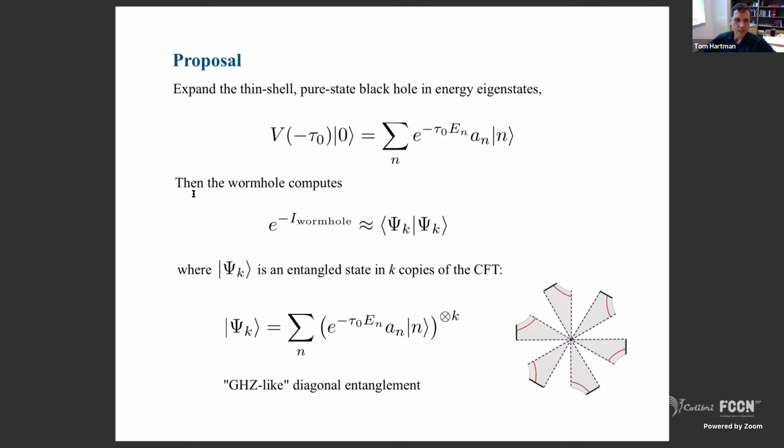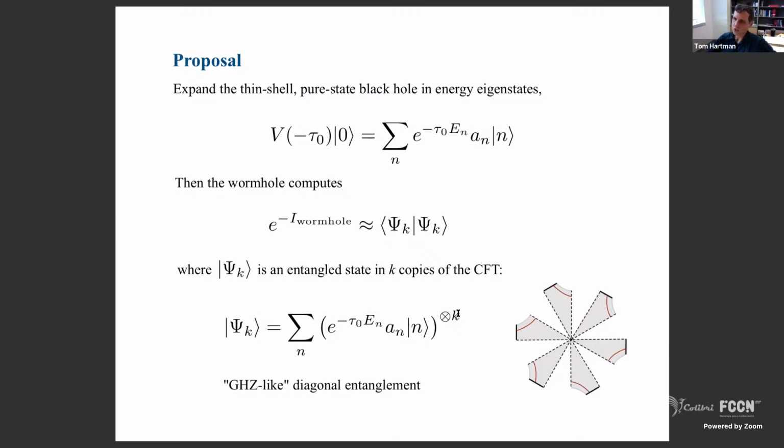Then we claim that the wormhole computes the norm of a state psi k. That is, e to the minus the gravitational action of this wormhole is the overlap of psi k with itself, where psi k is a particular entangled state in k copies of the CFT that you get just by taking your expansion in energy eigenstates and taking a tensor product to the k.